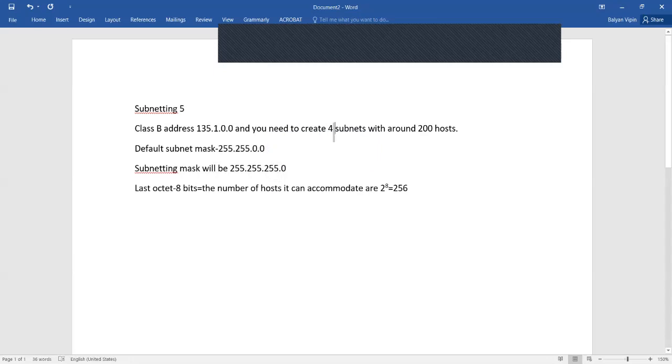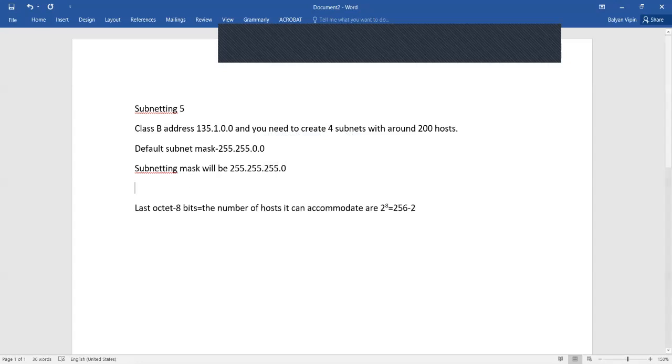And how many do you require? You require only 4 subnets. So basically you can do 256 subnets here, and the number of hosts which you can accommodate in each subnet is 256. Obviously it's 256 minus 2. And why is it 256 minus 2? As I told you earlier, one for the network address and one for your broadcast address.